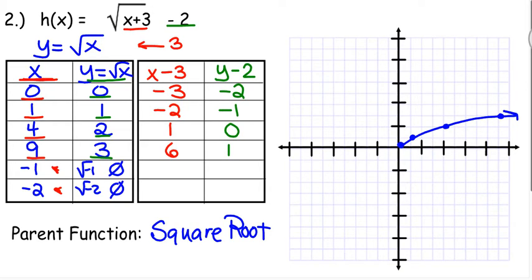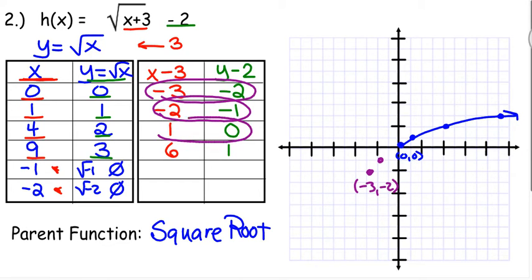All right, now let's go ahead and graph them. So here is our new critical point. Our critical point for our parent is at 0, 0, the origin. Now we're shifting that critical point left 3 and down 2. Now we'll graph the rest of the points. Left 2 and down 1. Right 1, up 0. And then right 6, up 1.